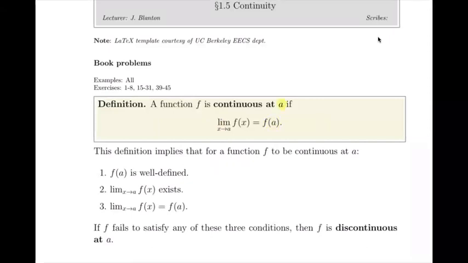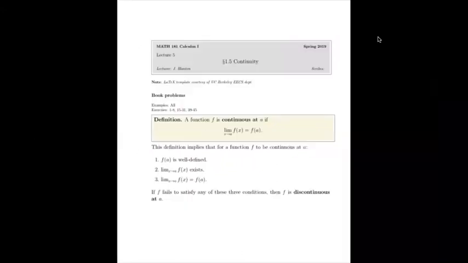Remember, a is any real number that we might be considering in the domain of f. And lastly, not only do each of these two things have to exist, but they have to be equal to each other. So if any of those three conditions fails, there's no limit, or the function's not defined at a, or those two things aren't equal, then the function fails to be continuous at that value a. Those are the three ways a function might be discontinuous.